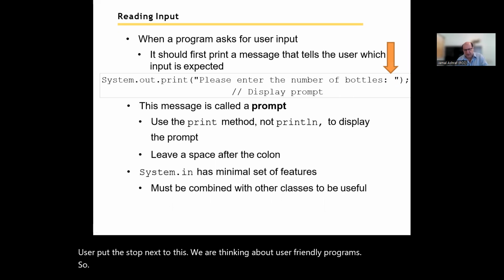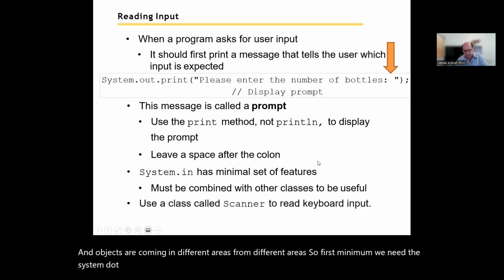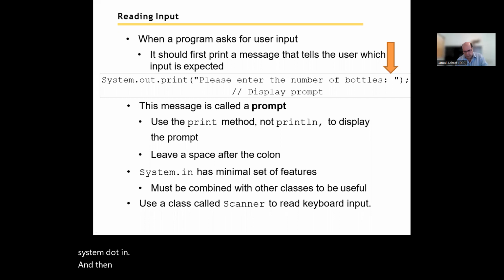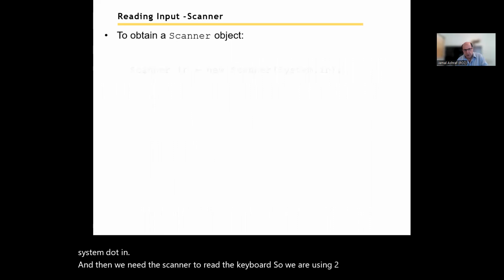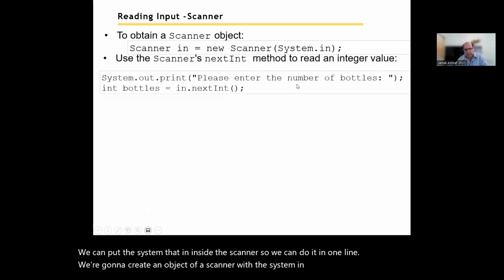So we need some objects. And the objects are coming from different areas. So first, at minimum, we need System.in. And then we need the Scanner to read the keyboard. So we are using 2 objects. We can put the System.in inside the Scanner, so we can do it in one line. We're going to create an object of a Scanner with System.in, which is the keyboard.